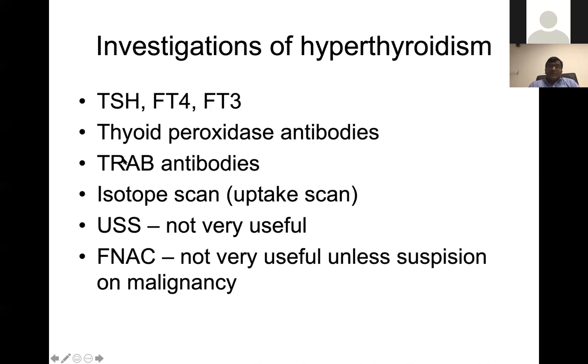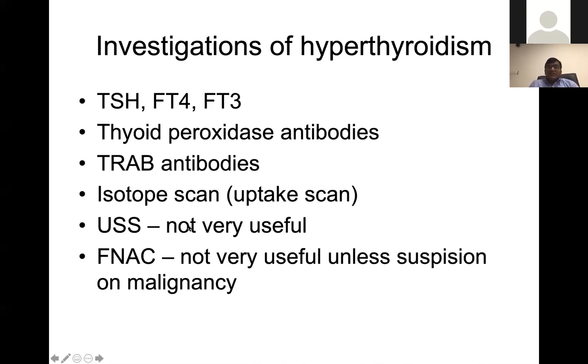The TRAB antibodies are positive in Graves' disease. The uptake scan can help us distinguish between different causes. Uniformly increased uptake in Graves', one solitary nodule of increased uptake in toxic adenoma, and multiple areas of increased and decreased uptake in toxic multinodular goiter. No uptake if there is thyroiditis. Antibodies are also positive in thyroiditis.